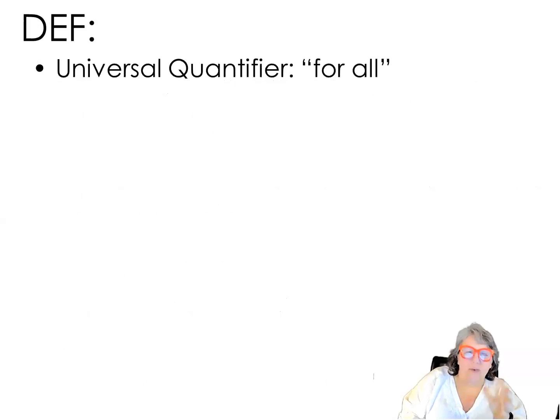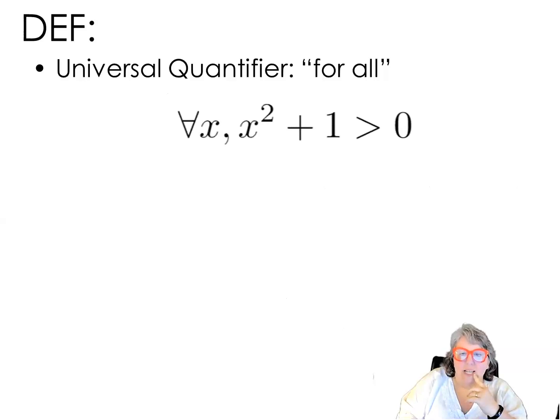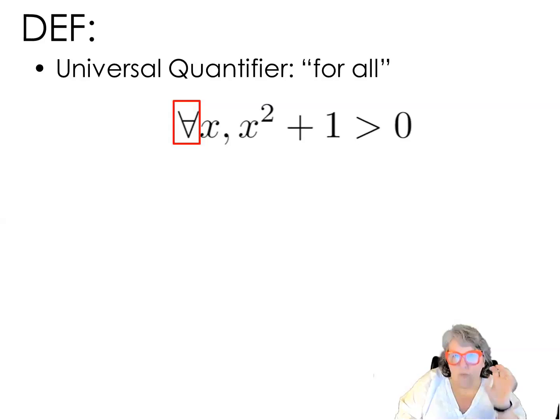The first quantifier I want to look at is the universal quantifier, for all. For an example, I might say for all X, X squared plus 1 is greater than 0. I didn't talk about the universe. Typically, we would assume real numbers unless otherwise stated. We also tend to use the variable X for real numbers, whereas N we might use for integers, or i as positive integers or counting numbers. So this upside down A means for all.